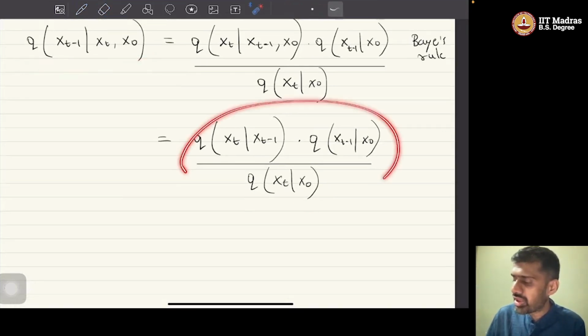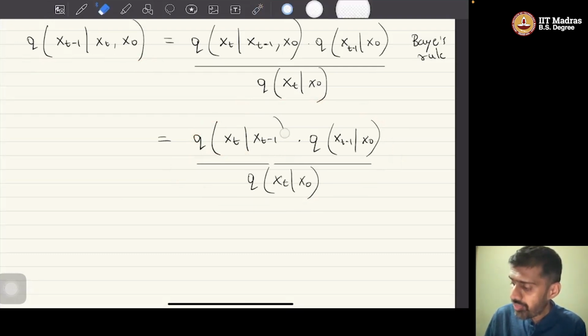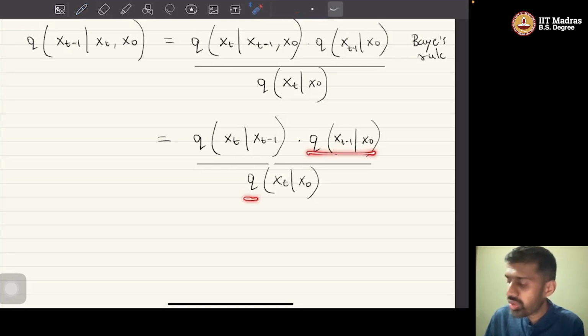So we need the LHS. We have these three terms in the RHS. Do we know q of xt given xt minus 1? We do, because that is how we have defined the Markov chain. Do we know the other terms in the numerator? Do we know the second term here? So q of xt minus 1 given x naught and q of xt given x naught are unknown. Okay. Why? Because, okay, let me write that down.